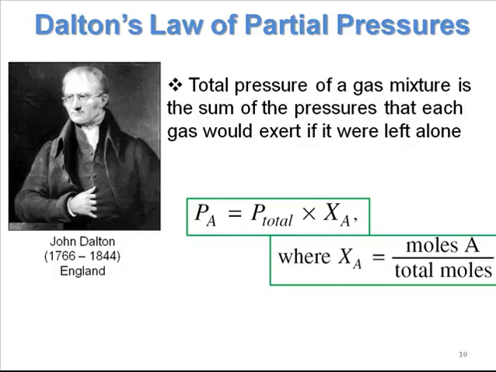PA equals P total times XA. Now XA is called the mole ratio. It's the moles of A divided by the moles total. Or mole fraction, I'm sorry. Not mole ratio, mole fraction. PA is the partial pressure of gas A. XA is the mole fraction of gas A. So if you want to know the pressure of a single gas in a mixture, you take the total times the fraction.